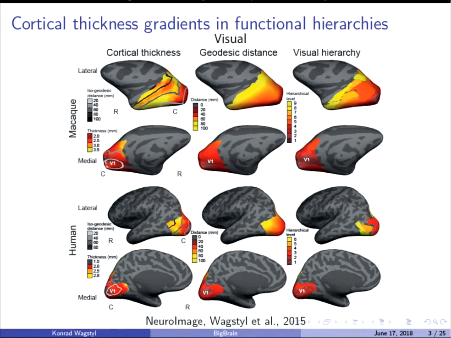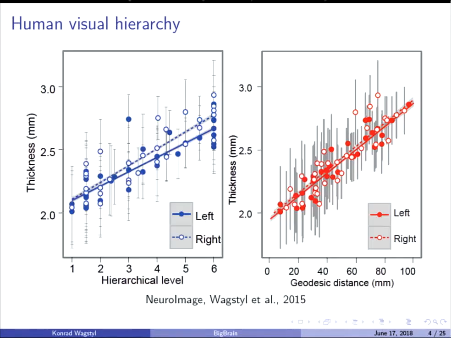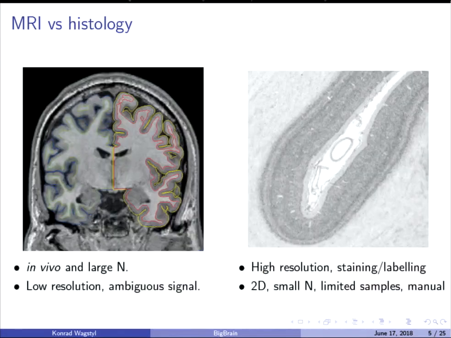And you can visually see that cortical thickness correlates with both geodesic distance and hierarchical position. And if we look at it more statistically, it's a very strong correlation. This is in the human visual hierarchy. As you ascend the hierarchy, the cortex gets thicker. The problem is that with MRI, while you can do very large numbers and show that this gradient is present in every human that you look at, the source of the signal is quite ambiguous.